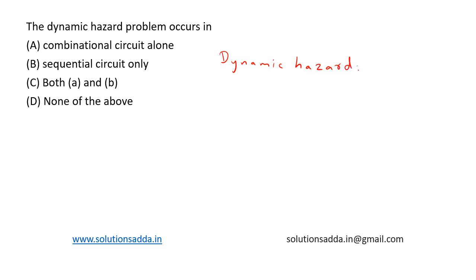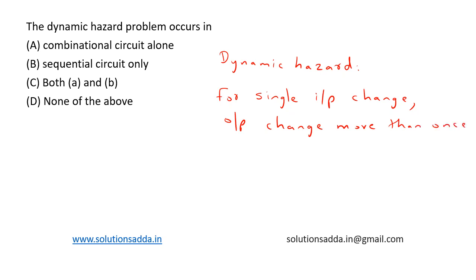The definition for dynamic hazard is that for a single input change, the output changes more than once. The basic reason for this is that for larger circuits, there may be different routes to the output. If each route has different delay, then output change can occur more than once.